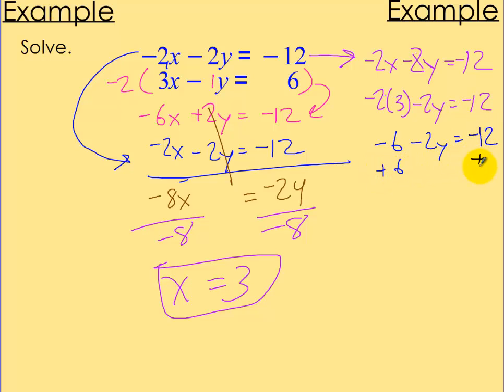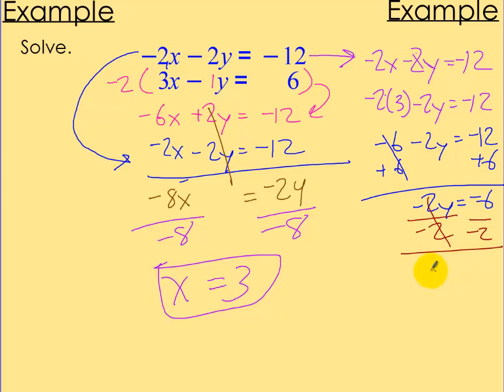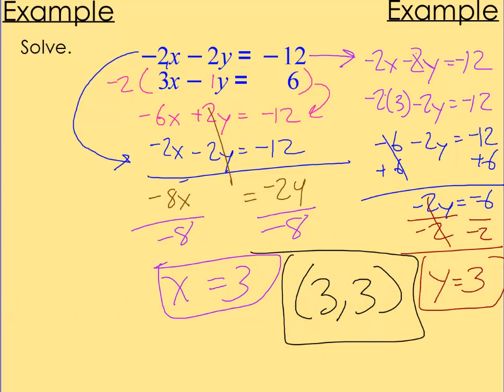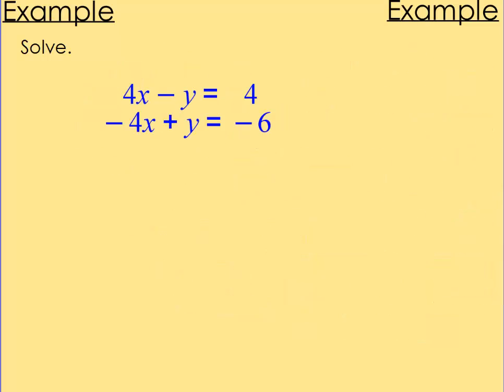Add 6 to both sides. What you're going to get here is these will cancel. You get negative 2y equals negative 6. My last step will be to divide by negative 2, and you'll get y equals positive 3. So x equals positive 3, y equals positive 3. The ordered pair is 3, 3. That's your answer. Next one. Pause the video.